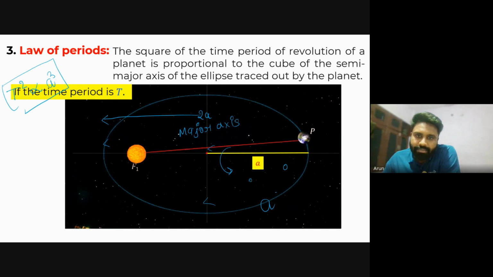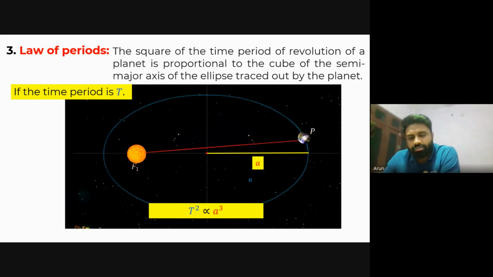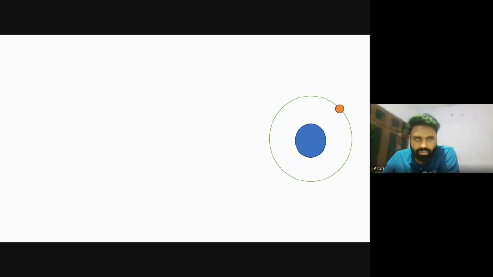So this is the semi-major axis, which is a, you can see in the diagram. So T square is directly proportional to a cube. If we want to prove this law, we would consider a circular orbit to prove this.